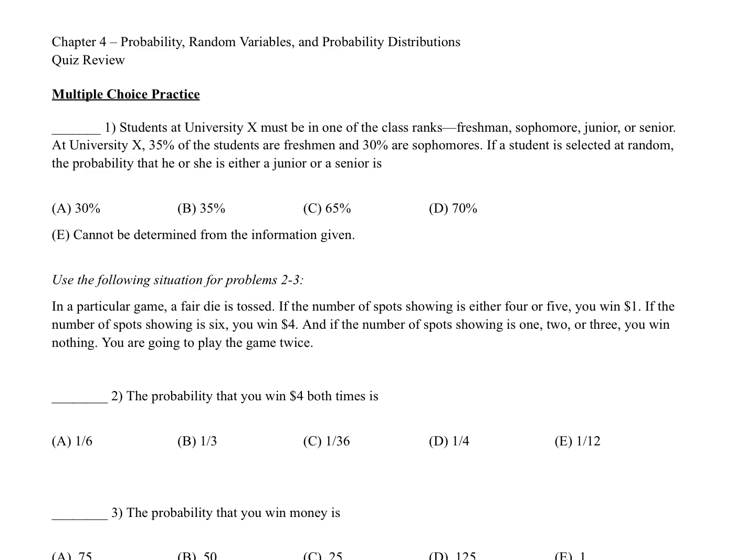So this one's just straightforward. If everyone has to be either a freshman, sophomore, junior, or senior, and we know how many of them are freshmen or sophomores, the remaining students have to be juniors or seniors. So what we want to do is 100 minus, and then we'll add the 35 and 30, which becomes 100 minus 65, which gives us 35%.